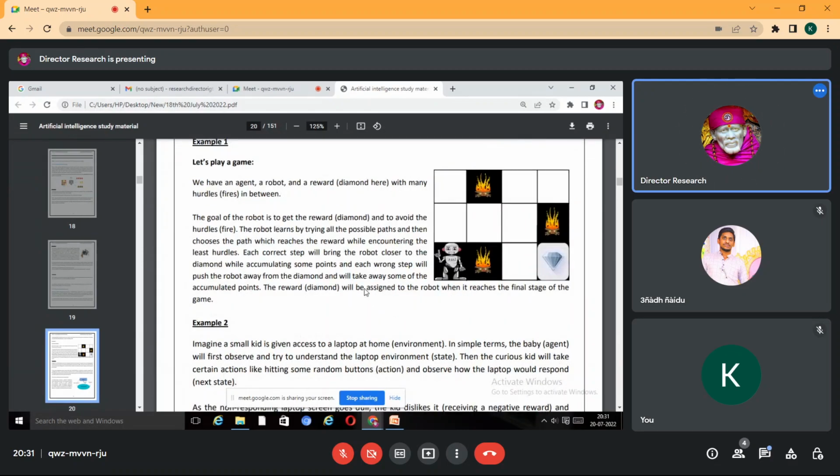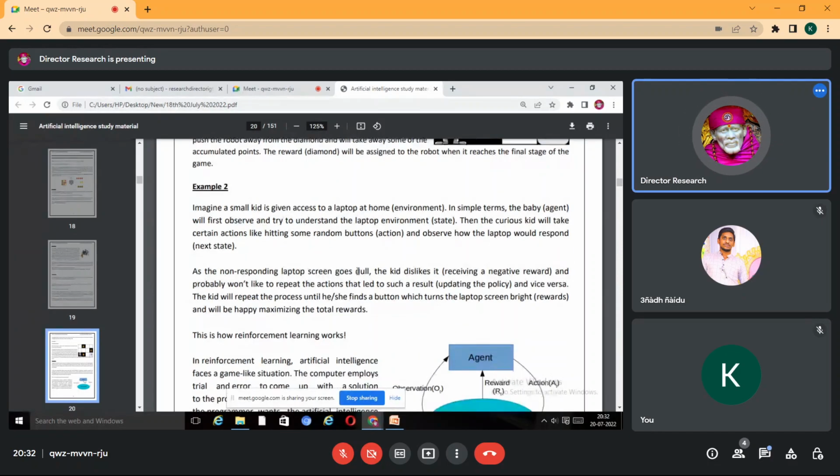Okay, example 1. With many hurdles, the goal of the robot is to get a reward and to avoid the hurdles. The robot learns by trying all possible paths and then chooses the path which reaches the reward while encountering the least hurdles. Each correct step brings the robot closer to the diamond while accumulating some points, and each wrong step will push the robot away from the diamond. Just understand the logic. Example 2 works in a similar way also.